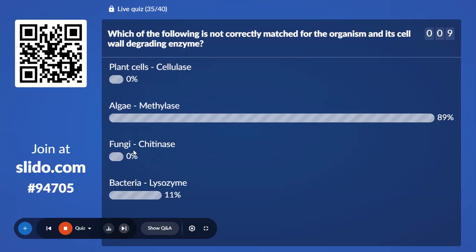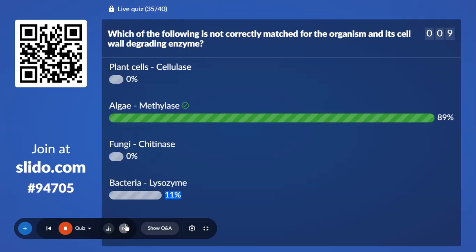Percent with algae, and it is the correct answer. Leaderboard, I have nothing to say with these 11% students who have answered with the bacteria. They haven't read their NCERT textbook. That's the main reason.